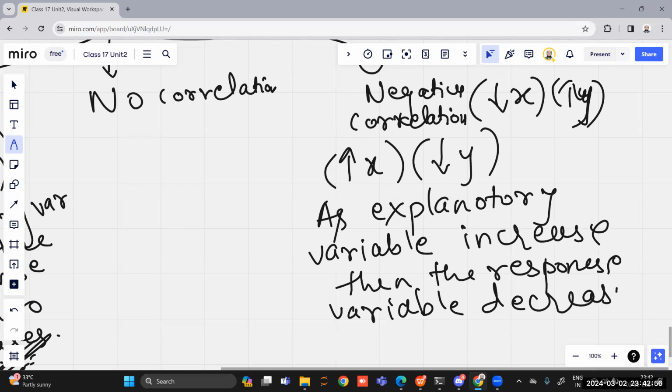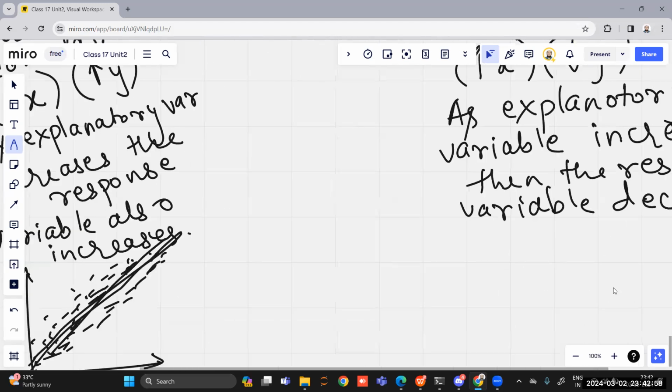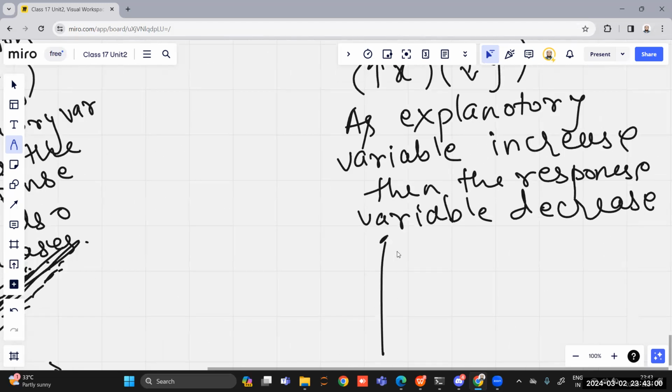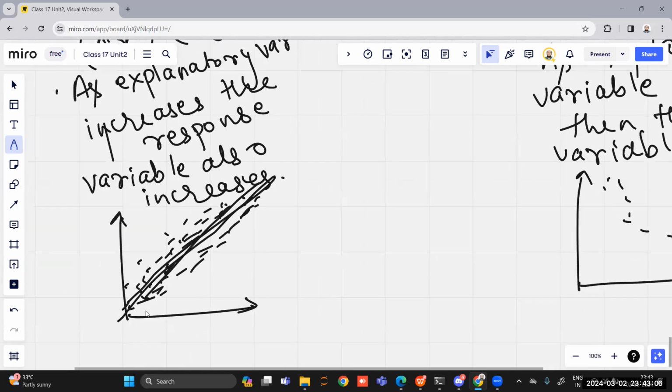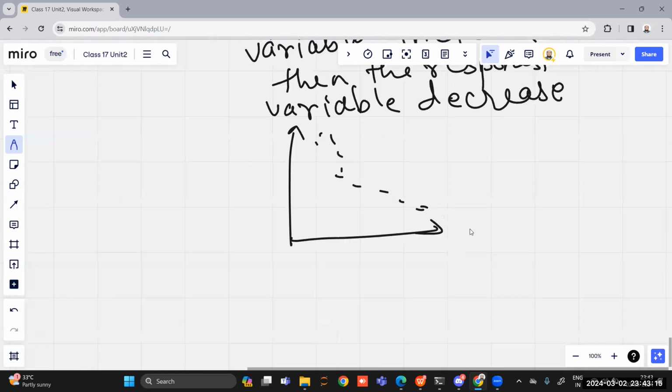This is known as negative correlation. And how's the graph for it? See here, for lower values here, the plots were lower, correct? And for higher values here, the plots rise higher. But what is the case here?